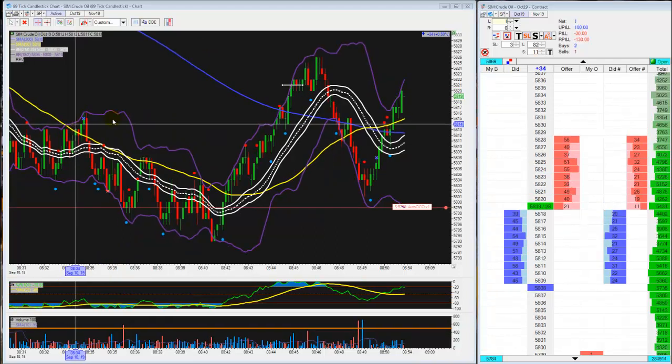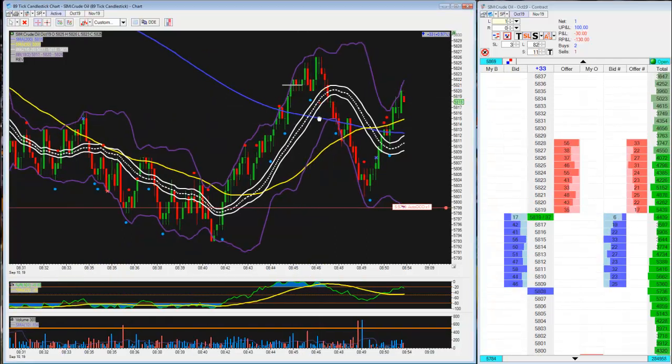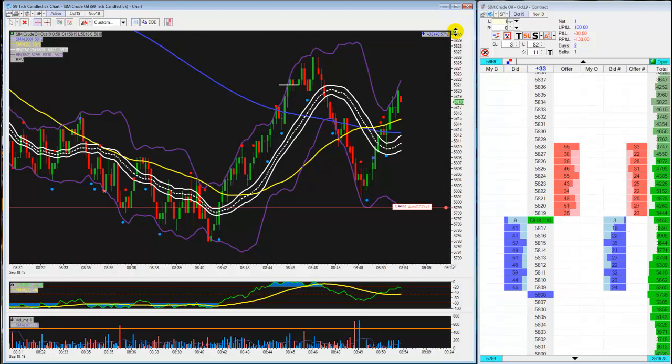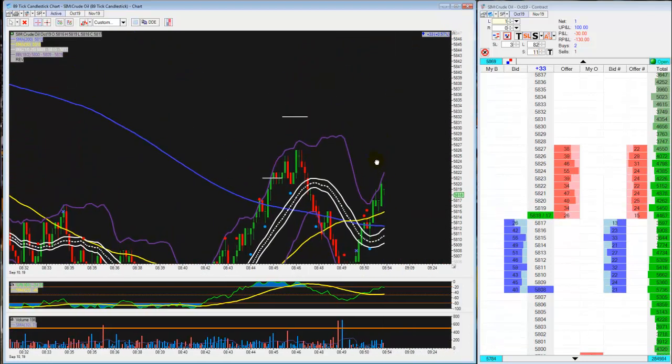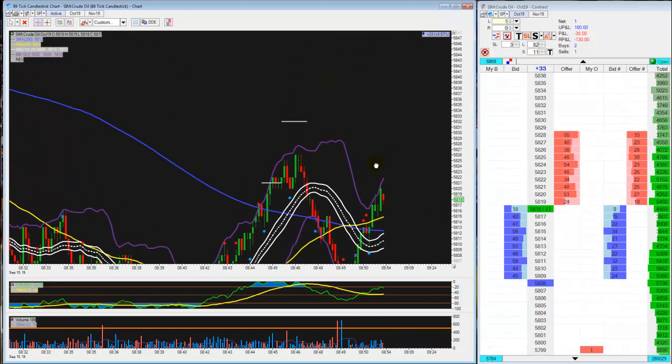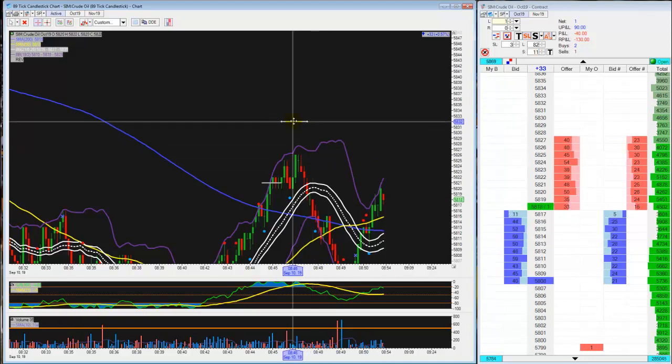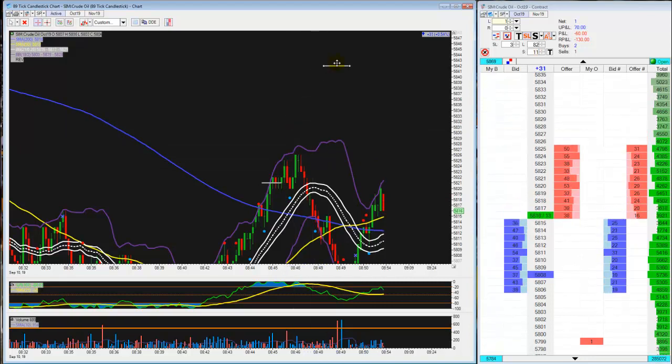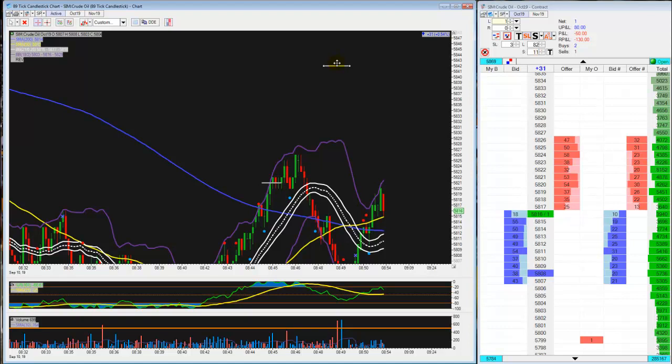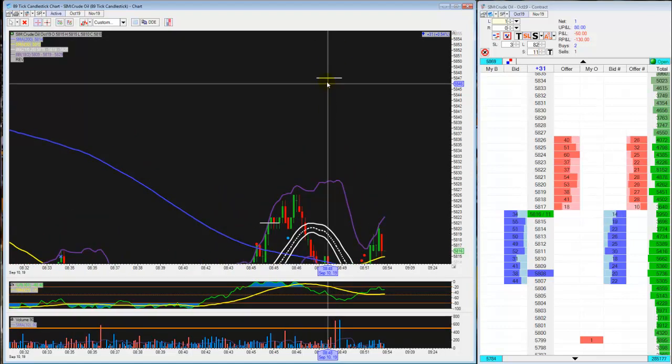Alright, I took one trade. Today is Tuesday, September 10th. I'm long again, and we're seeing if we caught the temporary low here.